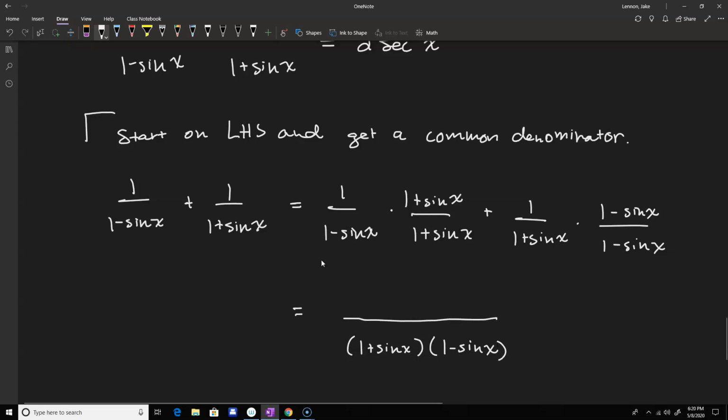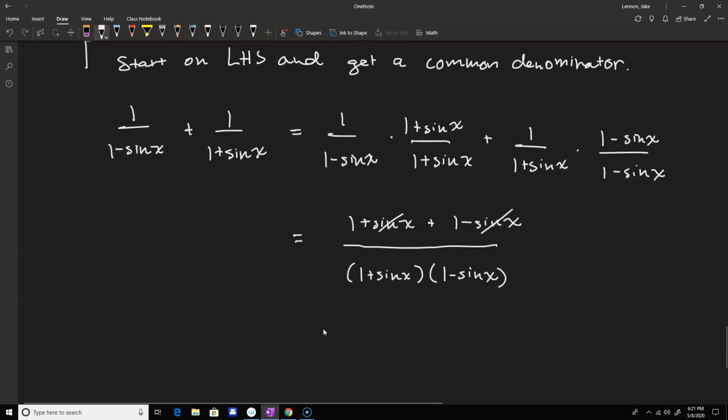They both in fact have the same denominator now, and the first fraction has in the numerator 1 plus the sine of x, and the second fraction has in its numerator 1 minus the sine of x. So lo and behold, the positive sine of x and the minus sine of x cancel out, and we're just left with 1 plus 1, so we're left with 2. And then if we FOIL the denominator out, we'll actually just get 1 minus sine squared of x.